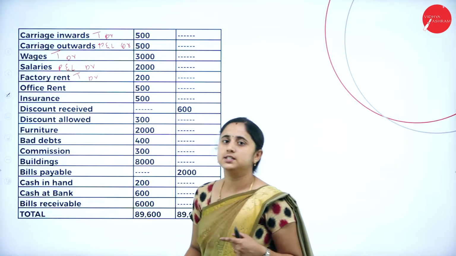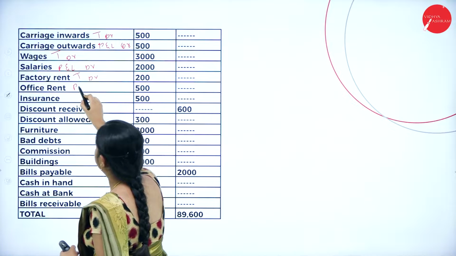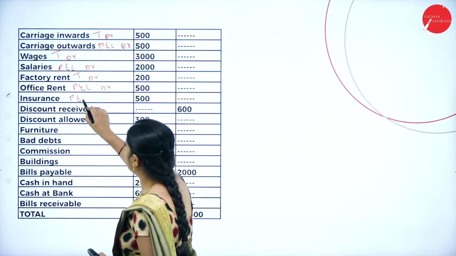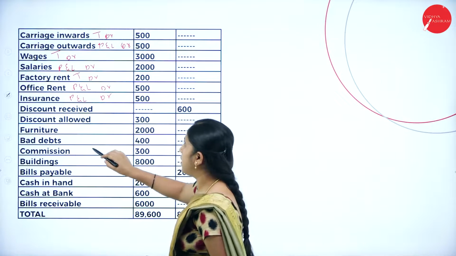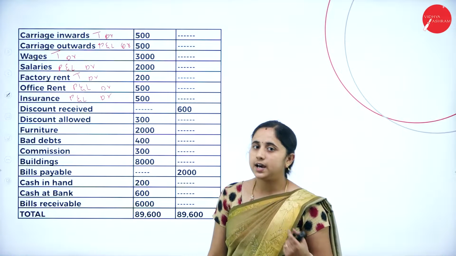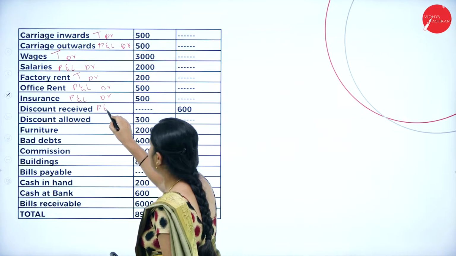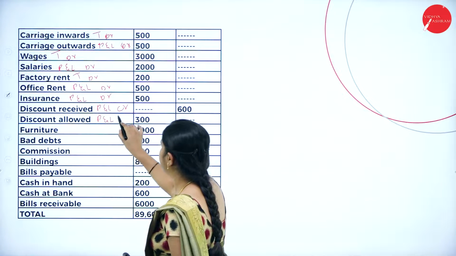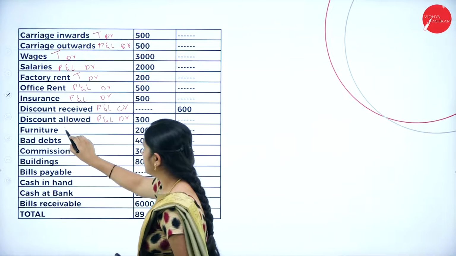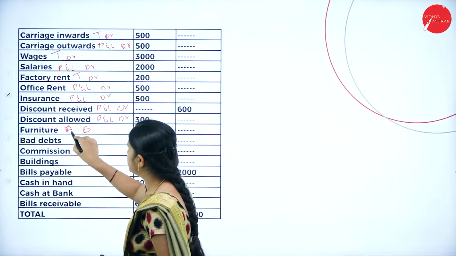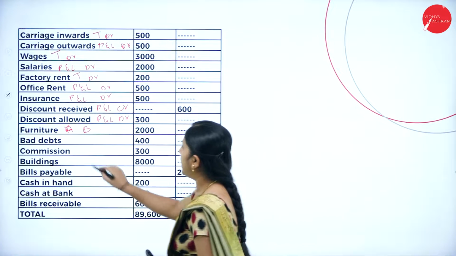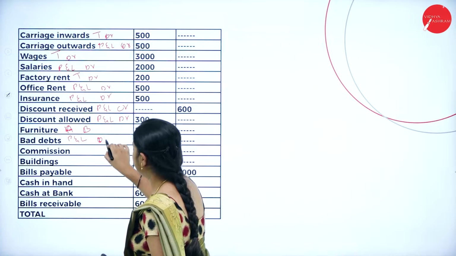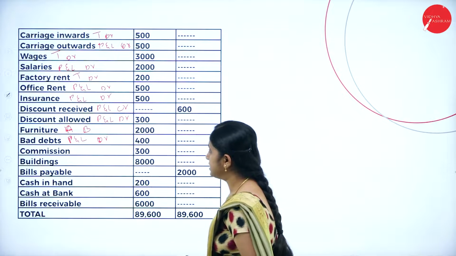Office rent. Office rent is an indirect expense, comes in profit and loss account, debit side. Then insurance, profit and loss account, debit side. Discount received. Discount received is indirect income, profit and loss account, credit side. Then discount allowed, profit and loss account, debit side. Furniture, assets, balance sheet. Then bad debts. Bad debts, indirect expenses, profit and loss account, debit side.